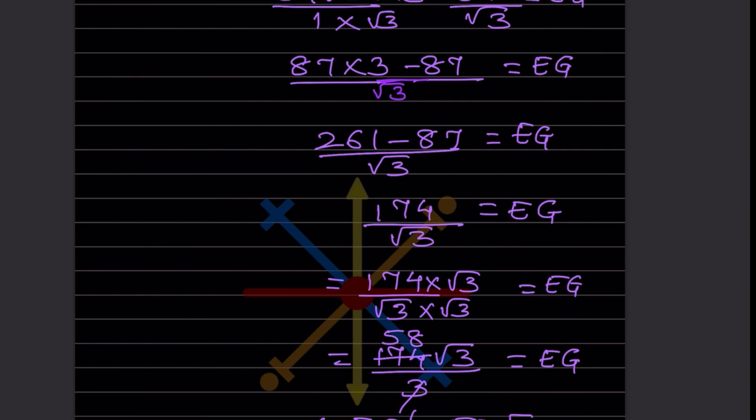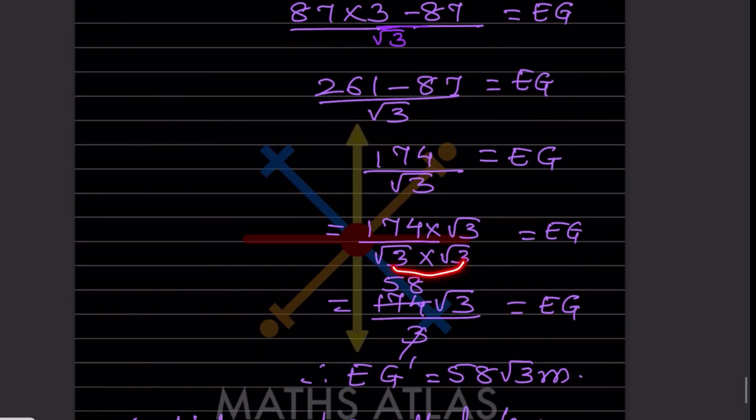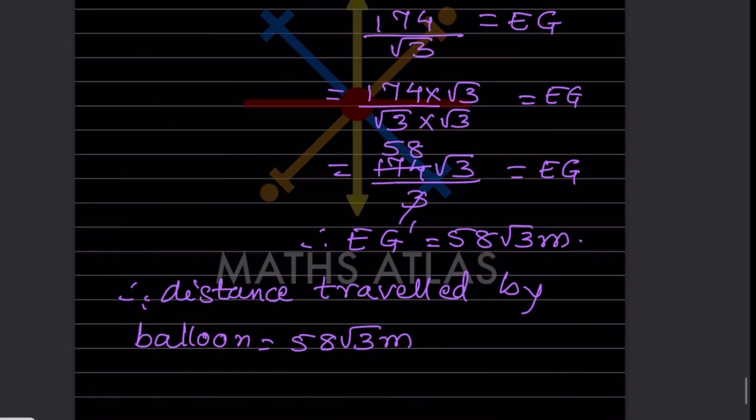So now again we will rationalize the denominator because this is root of 3. So we can put here extra root of 3 and since this is extra, here also in the numerator should be a root of 3. So now see here, root of 3 into root of 3, that will be root of 9. That will be 3. So this will be 3 and this you are going to multiply it. So now here will be 3 ones are 3, 58s are 58. So EG is going to be 58 root 3 meter. So the distance traveled by balloon is 58 root 3 meter.